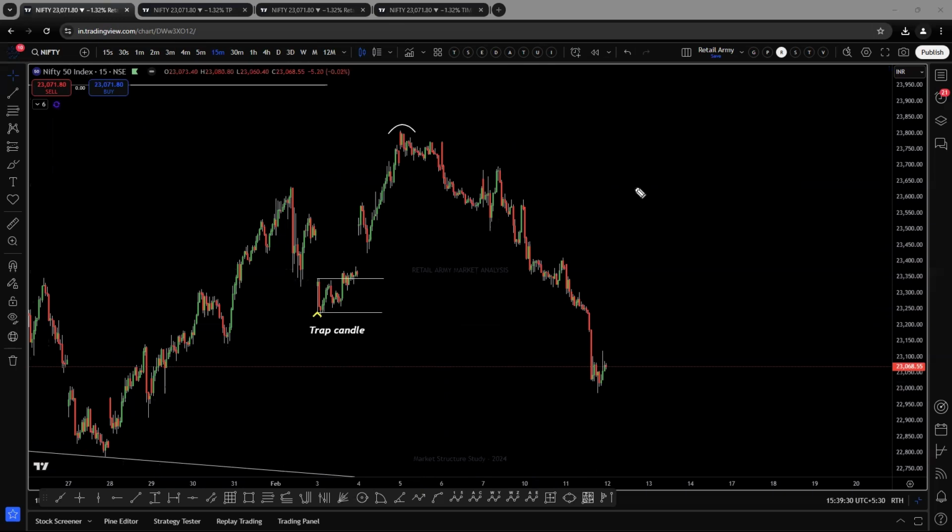Now, time cycle wise, I gave you an update, 7th to 14th, right? This is one simple cycle. Now, what did we discuss in the weekly analysis video? If the market made a minor swing high on the 7th, then we can continue to fall towards the 13th and 14th. That was our first analysis.